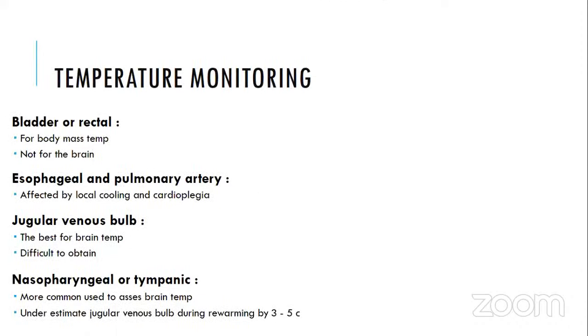For temperature monitoring, we have bladder or rectal, which reflect body mass temperature, not the brain. Esophageal and pulmonary artery temperatures are usually affected by local cooling and cardioplegia. Jugular venous bulb is best for brain temperature but difficult to obtain. Nasopharyngeal or tympanic are more commonly used to assess brain temperature, but they underestimate jugular bulb temperature during rewarming by 3 to 5 Celsius.